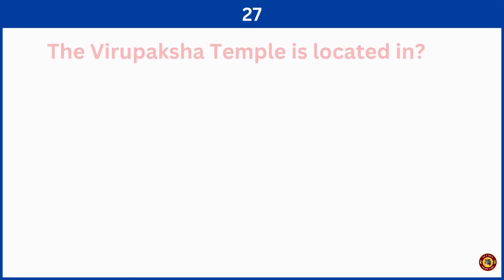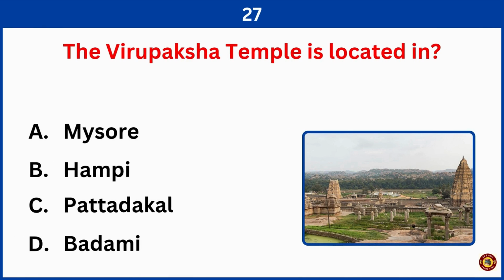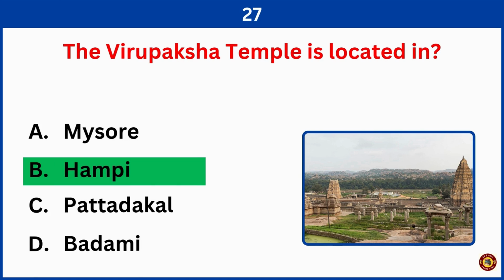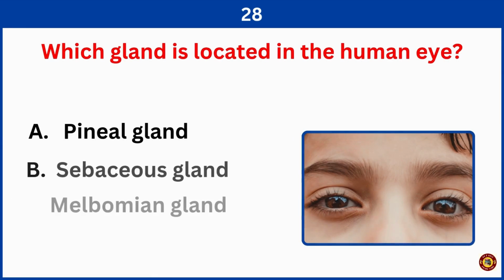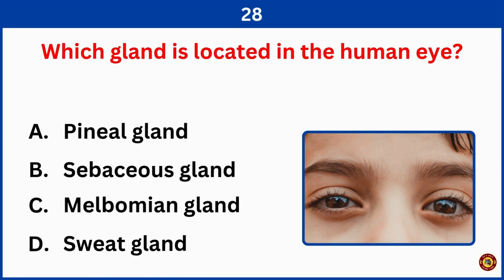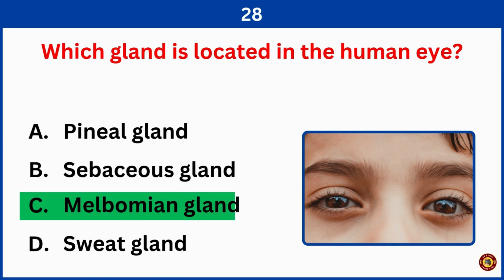The Virupaksha temple is located in? Right answer is option B, Hampi, Karnataka. Which gland is located in the human eye? Right answer is option C, Meibomian gland.